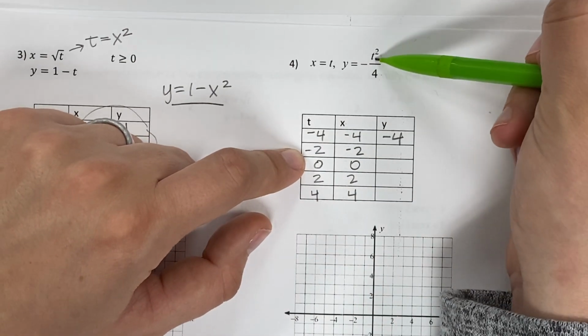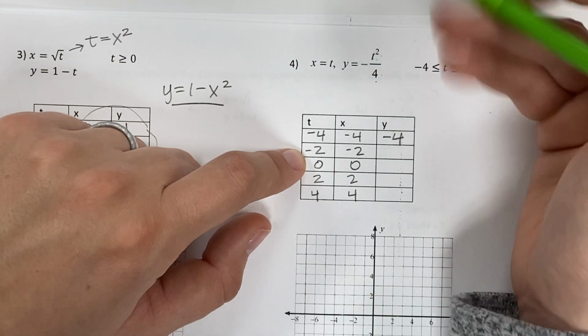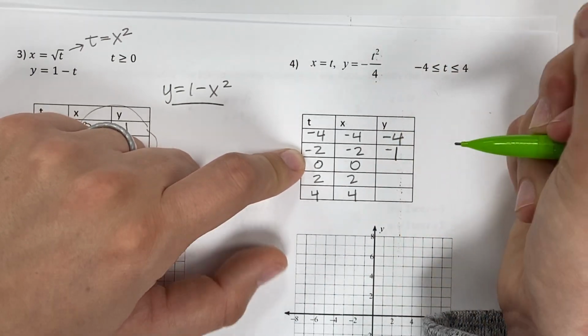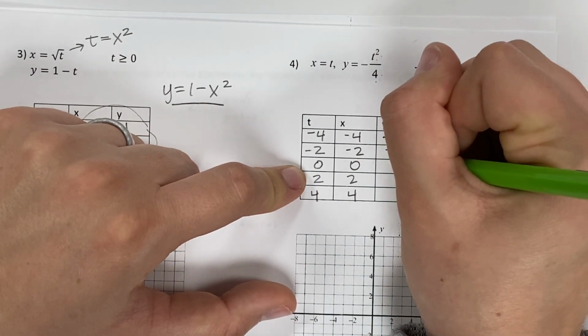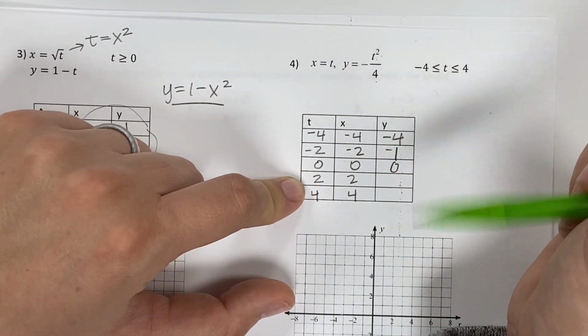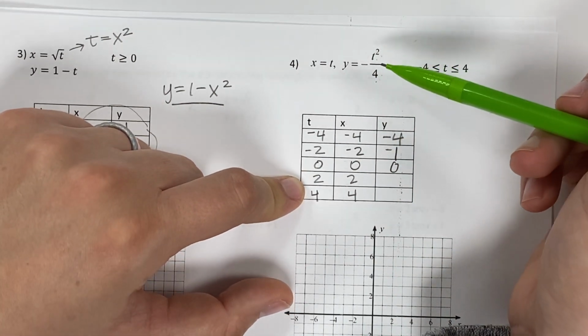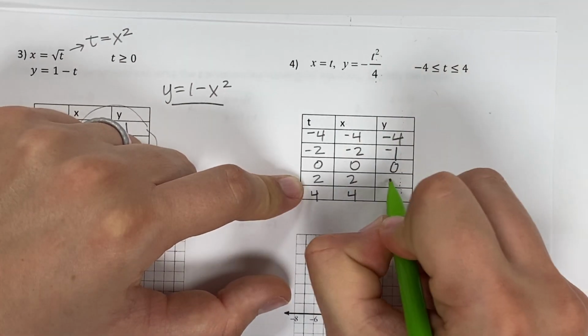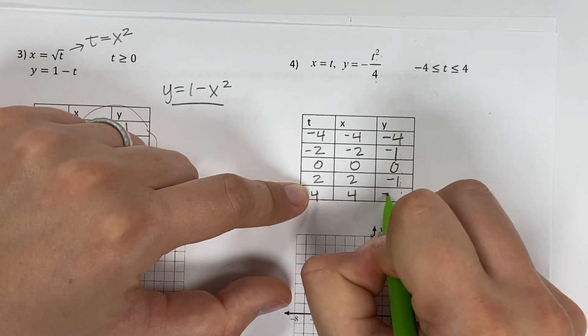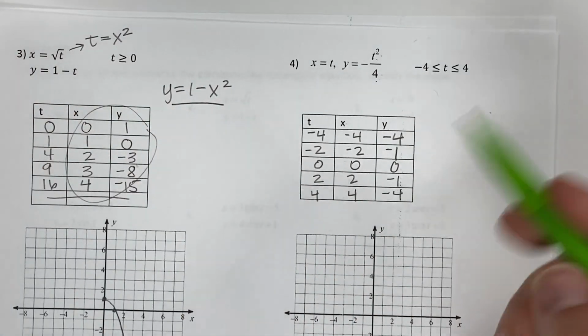Negative 2 squared is 4, divided by 4 is 1, negative. 0 divided by 4 is 0, negative 0 is just 0. 2 squared is 4, divided by 4 is 1, make it negative. So same thing here, negative 4.